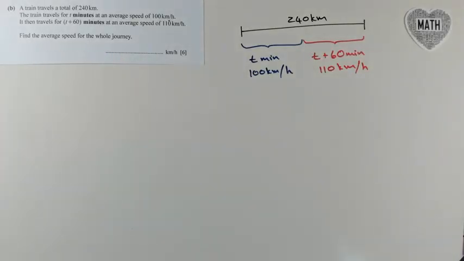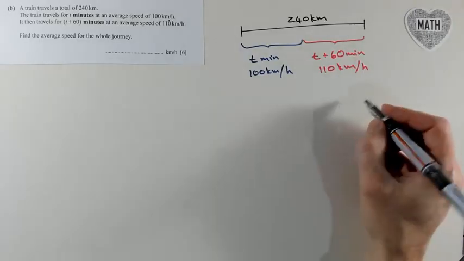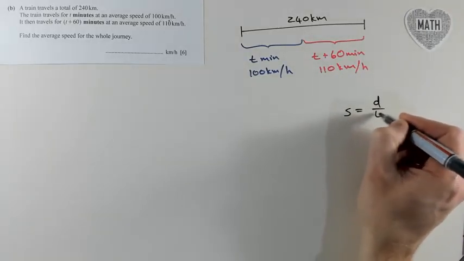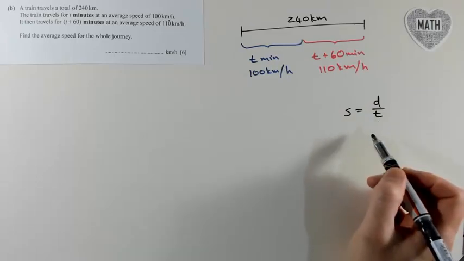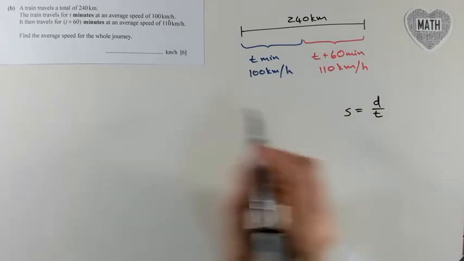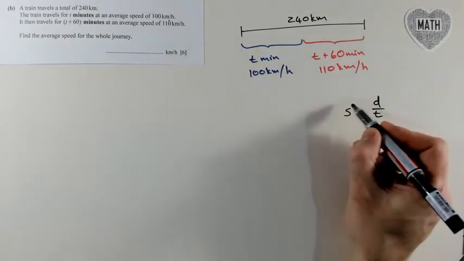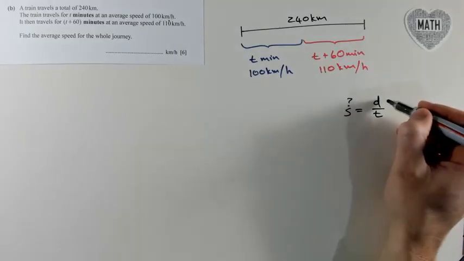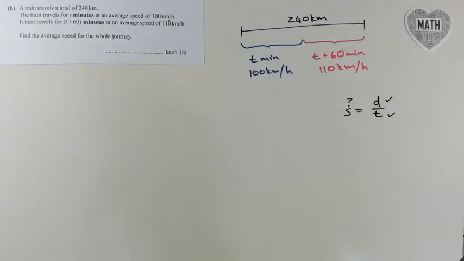So obviously off the bat, I know this is a speed. Speed is distance over time. This is what I'm going to have to use for this question. And they're looking for an average speed. So I want a speed. This is what I'm looking for.